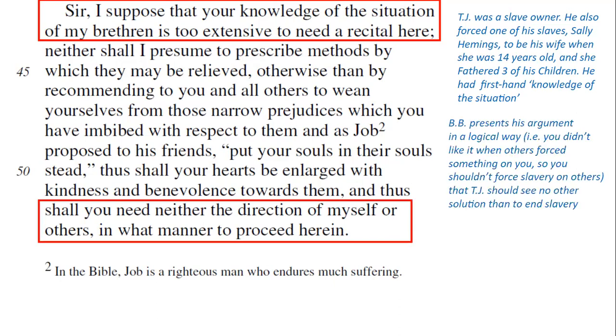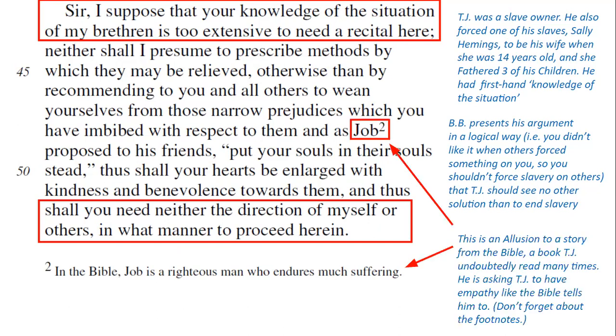These last 2 lines are a real zinger too. "Thus shall you need neither the direction of myself or others in what manner to proceed herein," lines 52 to 53. So Benjamin Banneker presents his argument in such a logical way: you didn't like it when others forced something on you, so you shouldn't force slavery on others. He presents it in such a logical way that Thomas Jefferson should see no other solution than to end slavery.